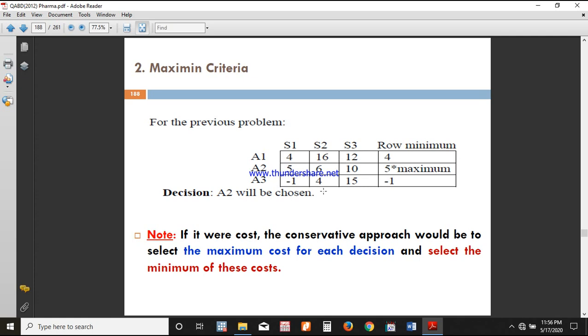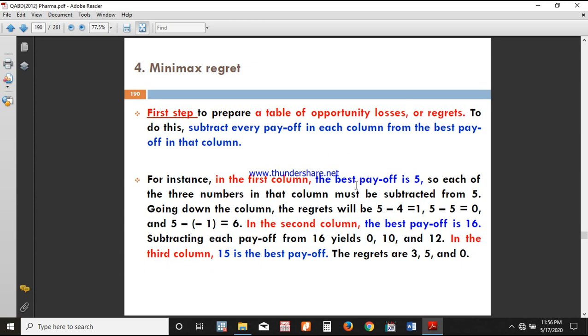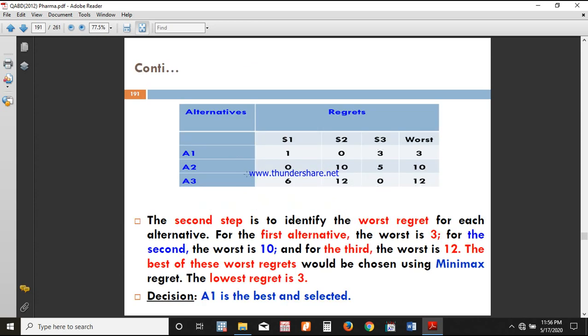In the third column, the highest value is 15. 15 minus 12 is 3, 15 minus 10 is 5, 15 minus 15 is 0. Therefore, 3, 5, 0. Now you can apply the minimax regret. In the first row, the highest value is 3 from 1, 0, 3. In the second row, the highest value is clearly 10, from 0, 10, 5. In the third row, from 6, 12, and 0, the highest value is 12.